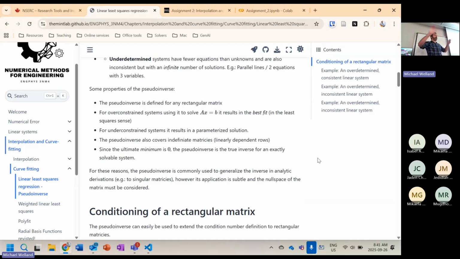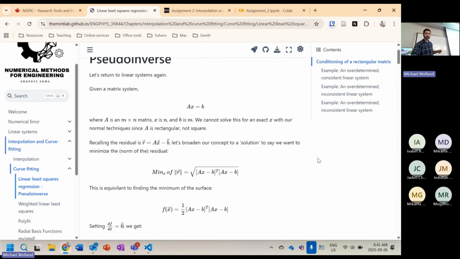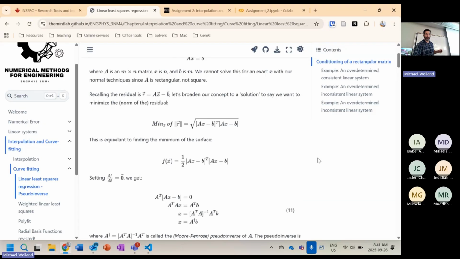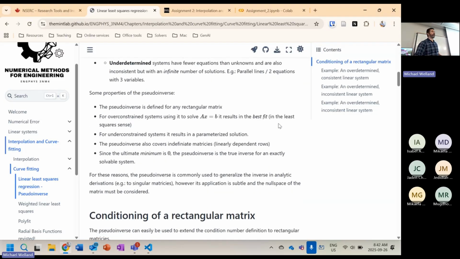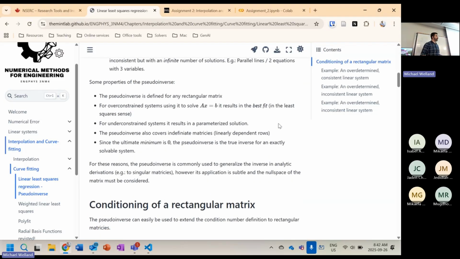What is the ultimate minimum of this residual vector? What is the smallest residual vector I could ever get? It would just be 0, right? 0 means that you have solved the solution exactly, in which case your pseudo-inverse is exactly your regular inverse.